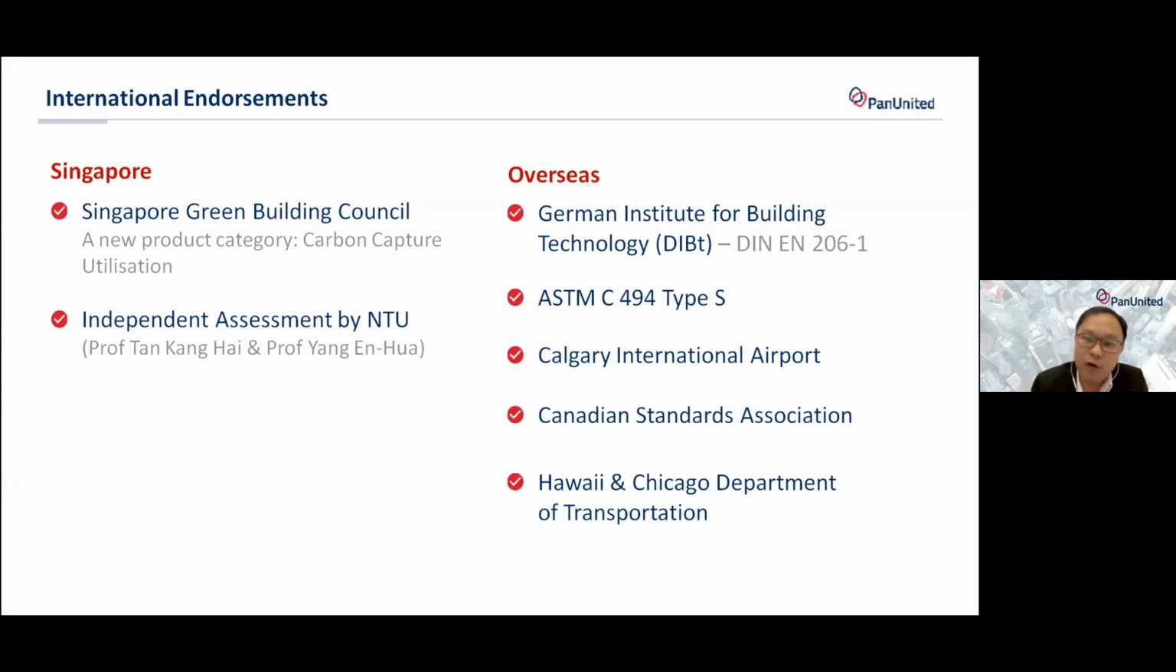Overseas, CarbonCure concrete has also gained approval in Germany under the DIN EN 206 standard. In Singapore, our concrete standard is also an adoption of this Eurocode, which we call SS EN 206. At the same time, CarbonCure technology is approved under ASTM C494 Type S for specific admixture approval. Not only that, the Calgary International Airport, the Canadian specs, and Hawaii legislate the use of CO2 in concrete for their projects. What does it mean? Basically, whatever concrete is used in their projects, a CO2 ingredient has to be included.